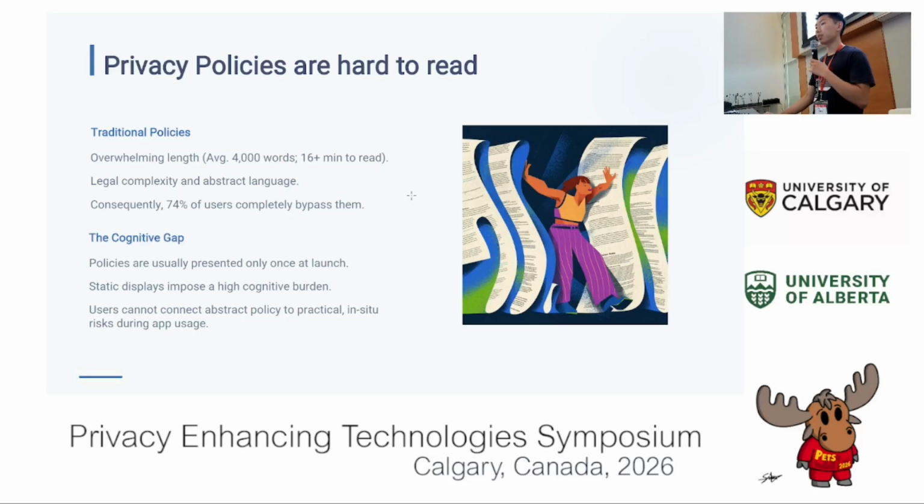Besides the presentation issue, there are also cognitive gaps that hinder users from comprehending the privacy policy. Policies are usually presented only at the installation phase, where users are forced to read through them, which poses a high cognitive burden. Users also find it hard to connect abstract policy to practical in-situ risks during app usage.